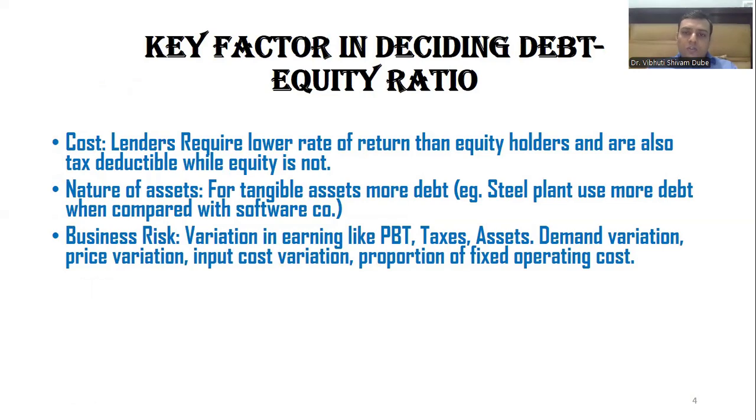There are some key factors in deciding the debt and equity ratio. The first one is cost. Lenders require a lower rate of return than equity holders, and interest is also tax deductible, while equity is not. The second one is the nature of assets. For tangible assets, more debt is used. For example, a steel plant uses more debt when compared with software companies. The next point is business risk, which includes variation in earnings like profit before tax, taxes, assets, demand changes, price variations, input cost variation, and proportion of fixed operating cost.